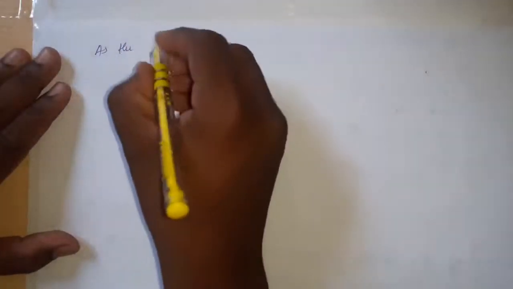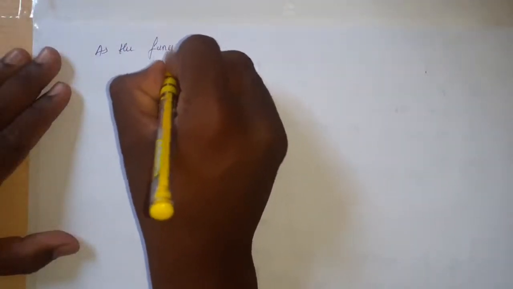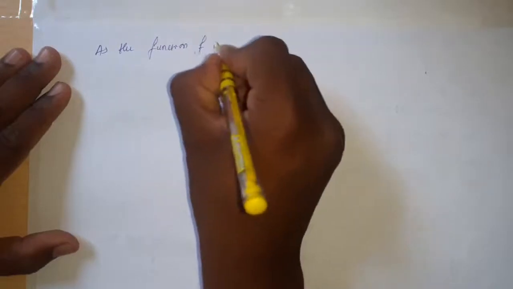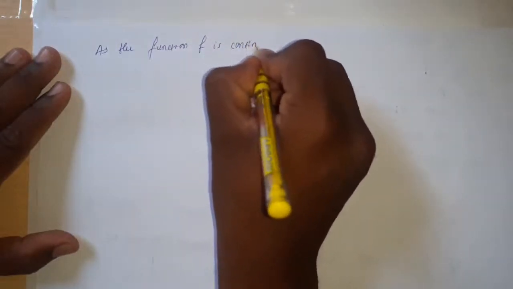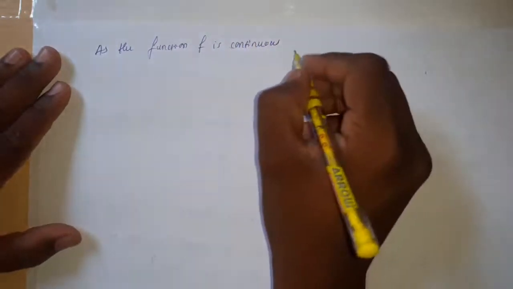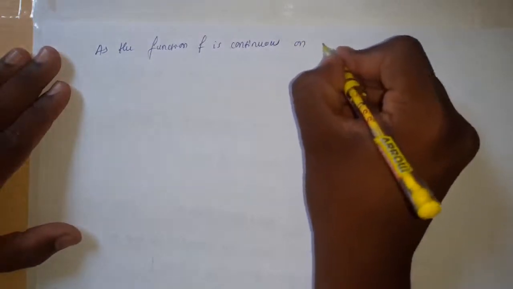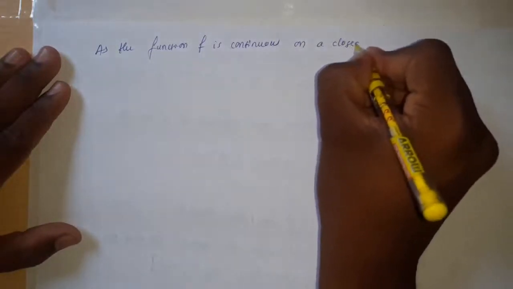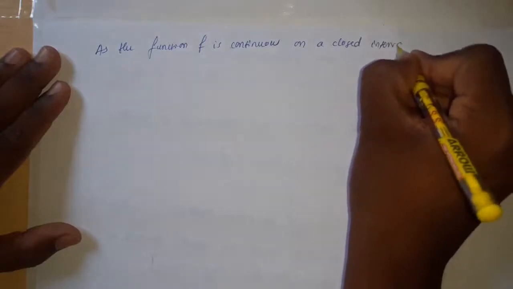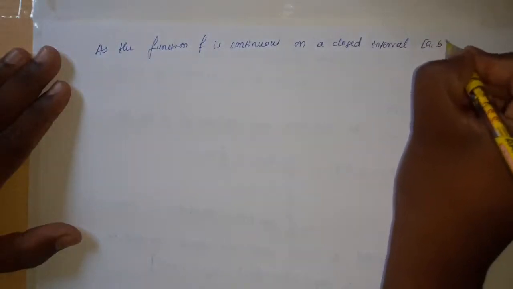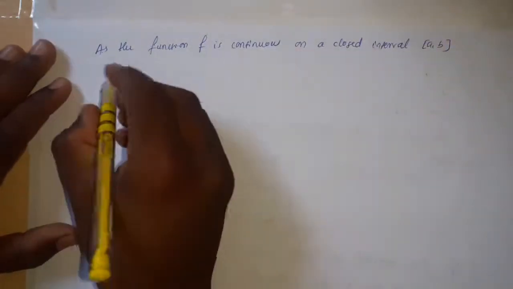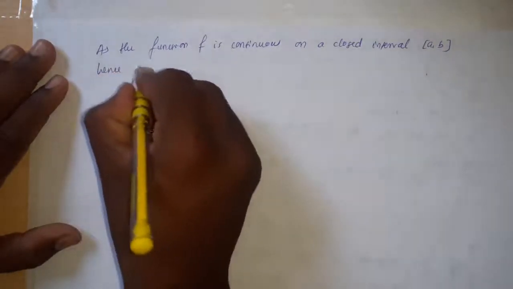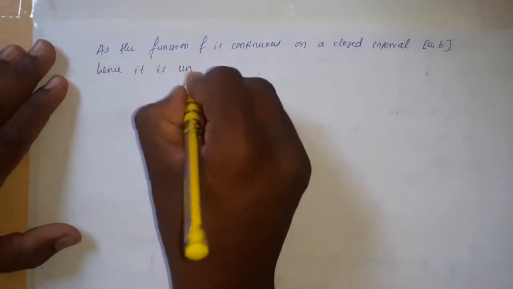Next, as the function f is continuous on a closed interval [a, b], hence it is uniformly continuous.